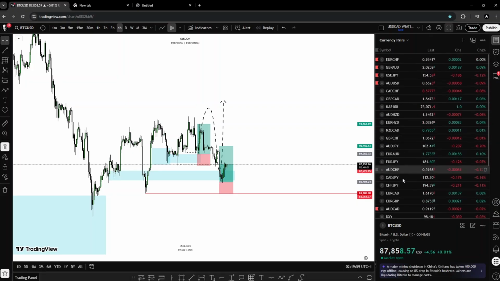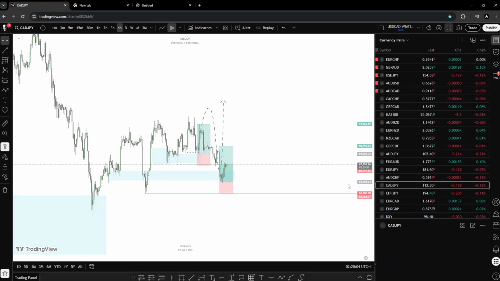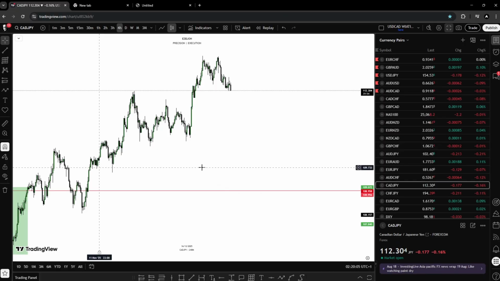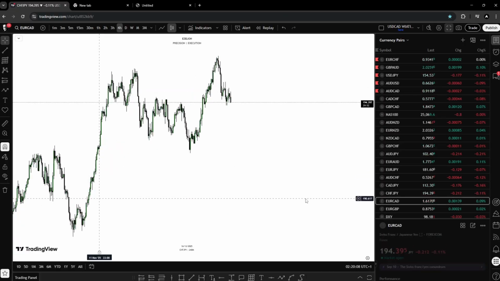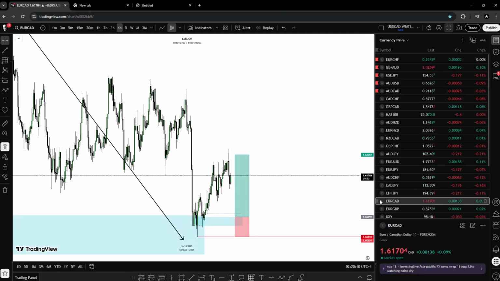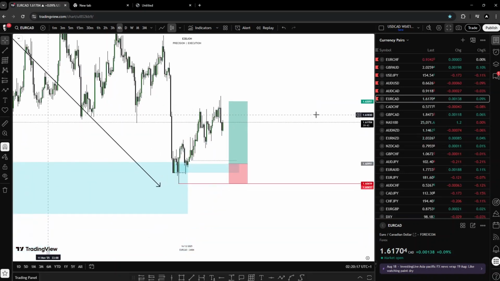Then currency pairs, we have a couple of these things. AUD CAD, we are just waiting. We're not taking it. And there's one that we have. Let's find one to highlight. Okay, this is EUR CAD. Yeah, so these are the trades that we have here.